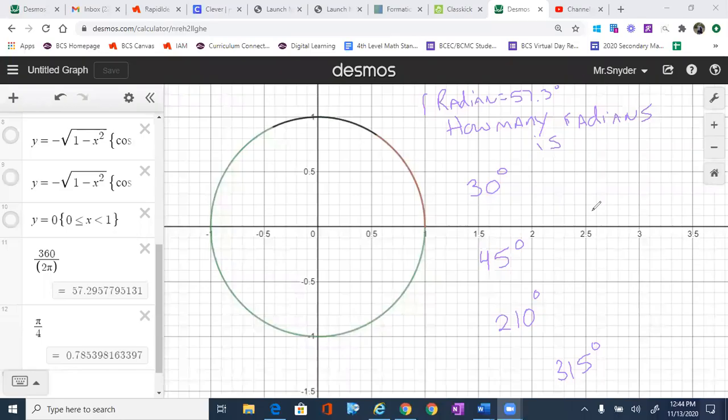All right, we're going to go ahead and do some approximations of radians to degrees. And we're going to pick out some basic ones, 30 degrees, 45 degrees, 210, and 315. So the first thing I want to remind the group is that when we're talking about radians, we know that we have 2 pi radians that go all the way around the circle.